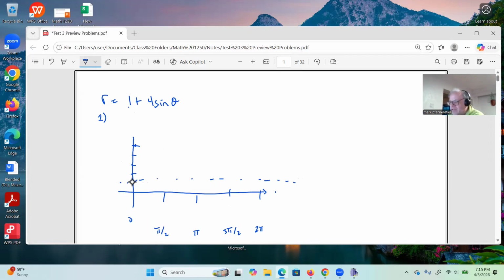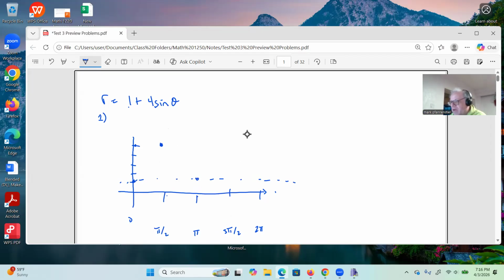And we can start dotting in our sine function here. We have, at pi over 2, sine of pi over 2 is 1, so we have 1 plus 4 is 5. Back down at pi, we have 1 plus sine of pi, which is 0, so back down to 1 here.